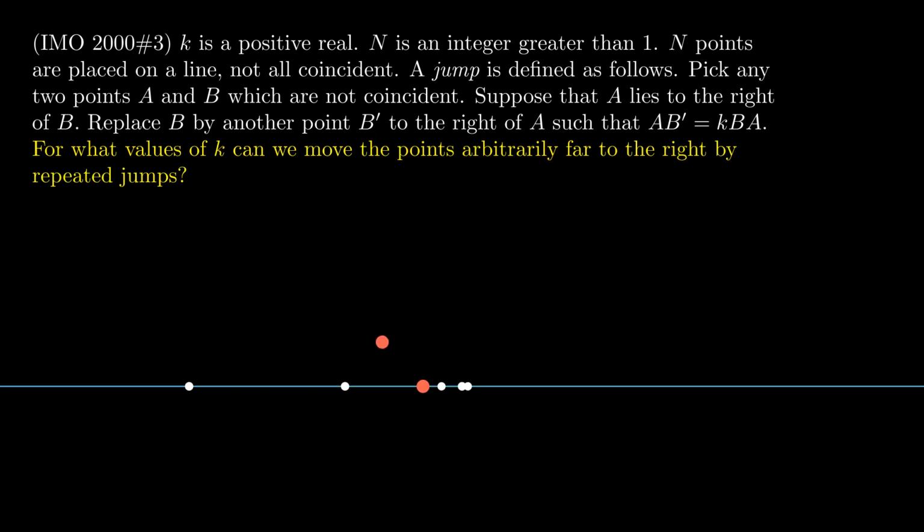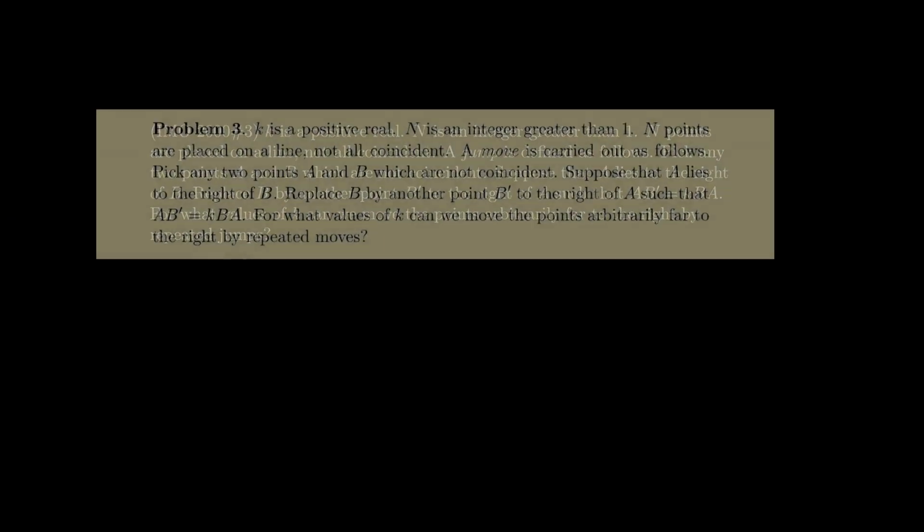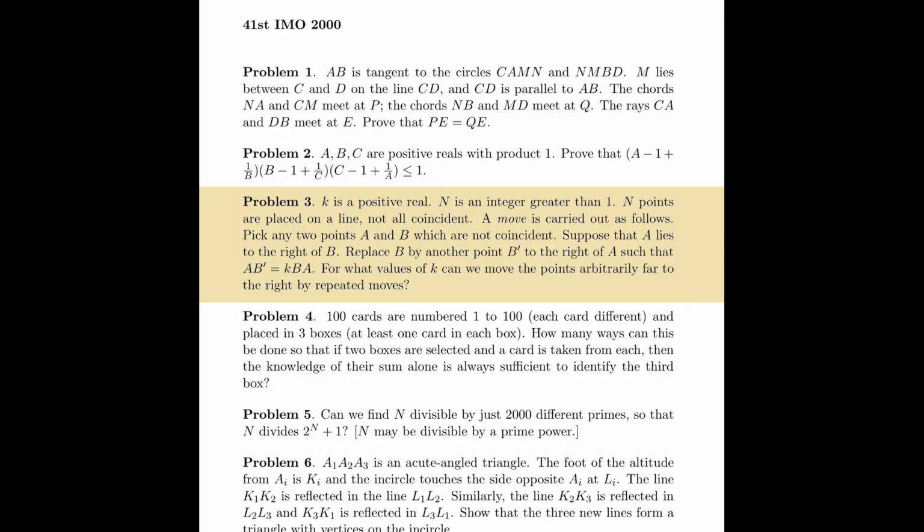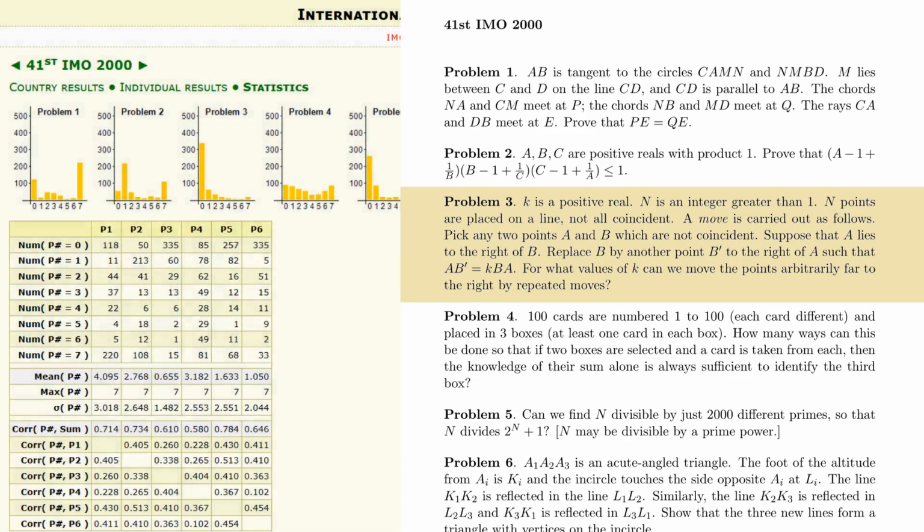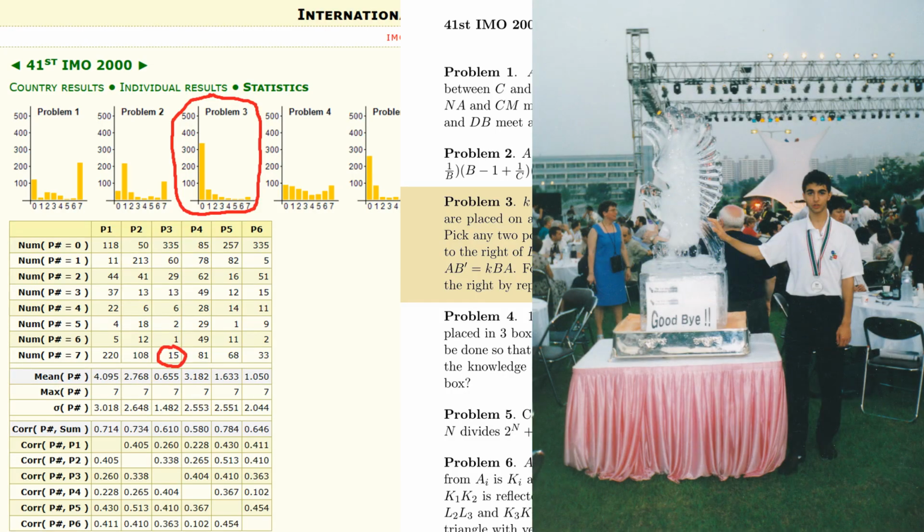For what values of K can we move the points arbitrarily far to the right by repeated jumps? This is problem number 3 from the 41st International Mathematical Olympiad, the hardest of that year. I came across this problem in my school years participating in that Olympiad.